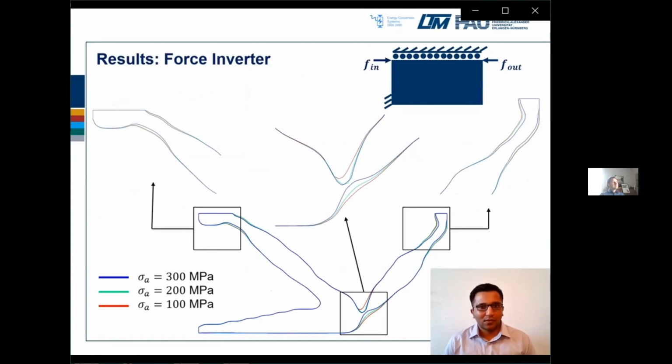Here I present the result for the force inverter problem. Here the structure is optimized for 3 different allowable stresses. 300 megapascal is denoted in blue, 200 megapascal in green and 100 megapascal in red. As we can see, for higher allowable stress, we get narrower hinge.